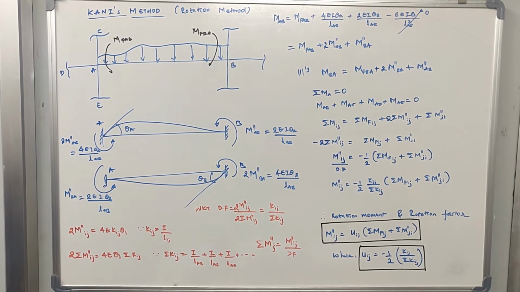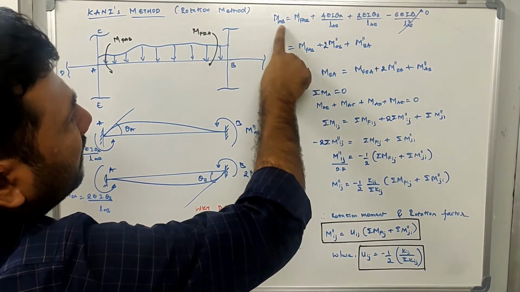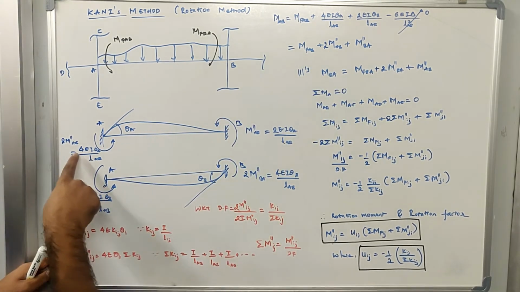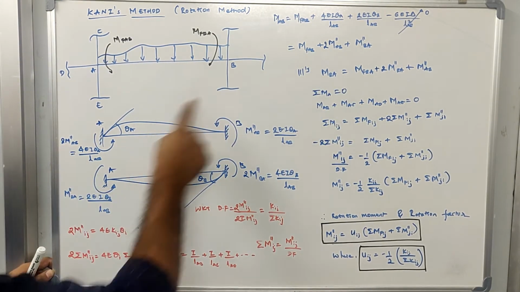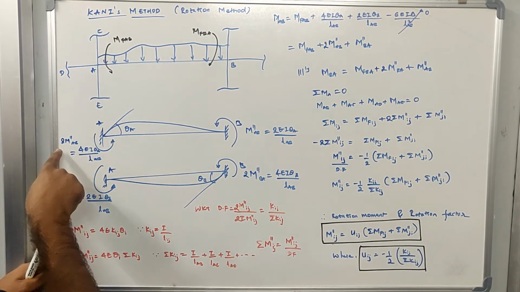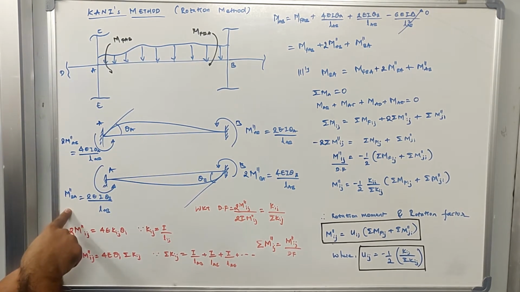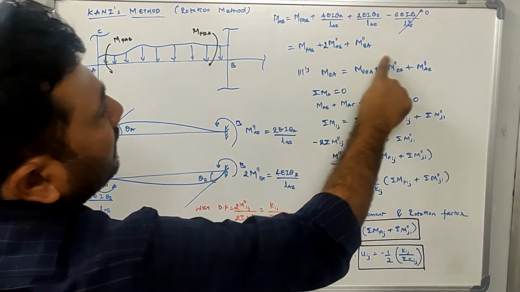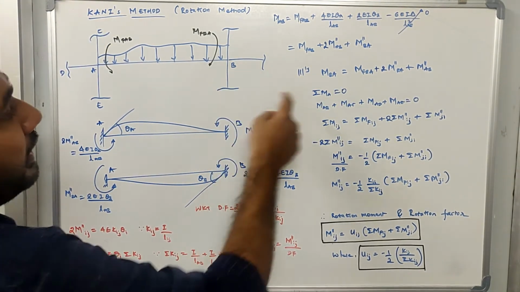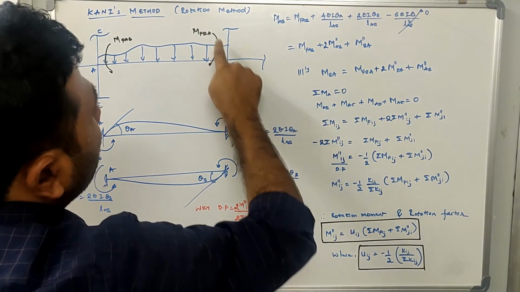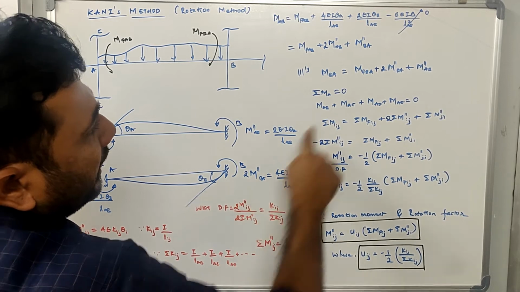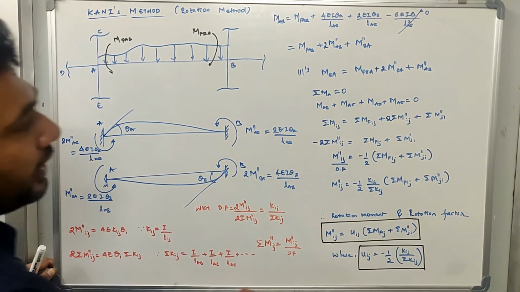Okay, so we can say that MAB will be equal to MFAB plus 2 m double dash AB plus m double dash BA. I have to keep on adding MFAB, 2 m double dash AB, m double dash BA. Okay, this is the equation. Similarly, if I have to solve the end moment at B, MBA will be equal to MFBA plus m double dash AB plus 2 m double dash BA. Okay, this is how we can write the equation.